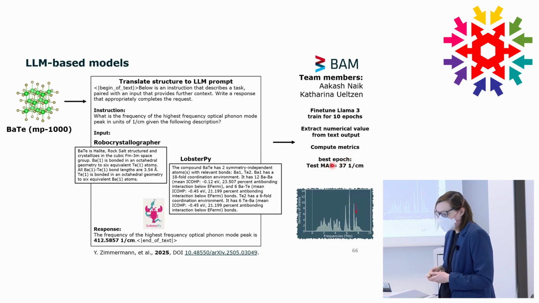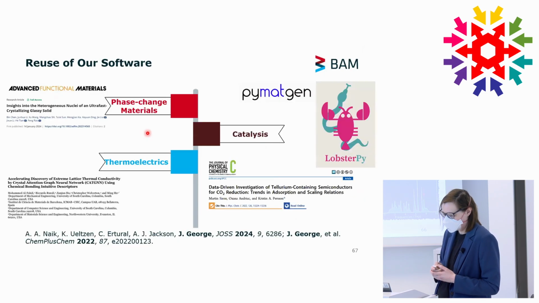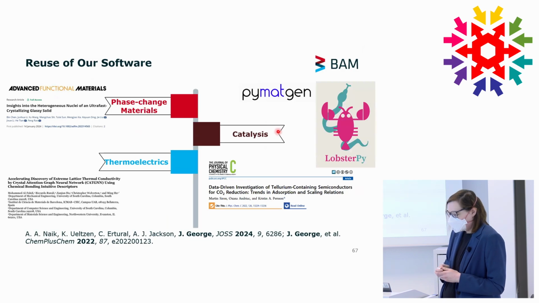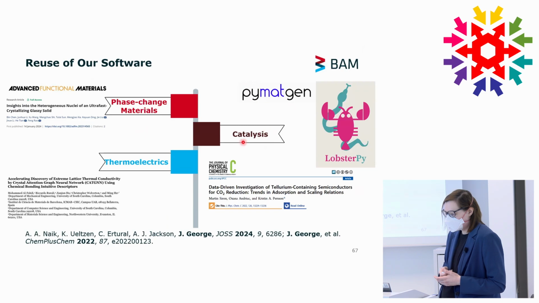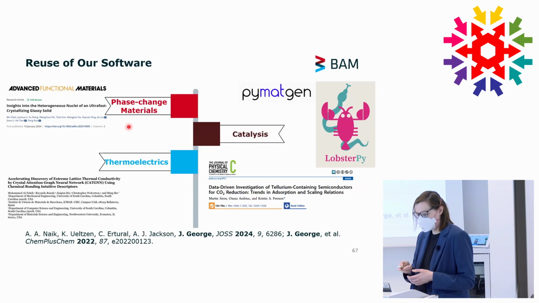And this also works quite well. They get a slightly higher mean absolute error here. But what is interesting is that adding the bonding features actually helps improving the model that is only trained or fine-tuned based on robocrystallographer data. Just to mention this, LobsterPy and also our pymatgen implementations that are actually below our LobsterPy implementations have also already been reused for other works, for catalytic applications, or for investigating phase change materials.